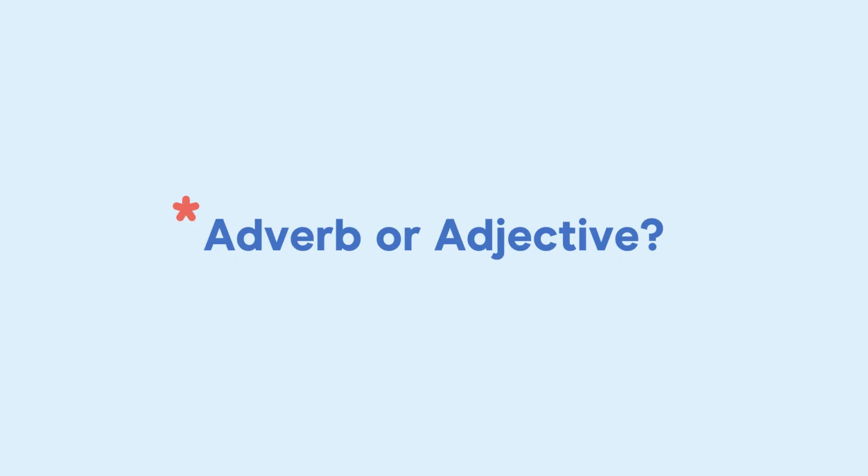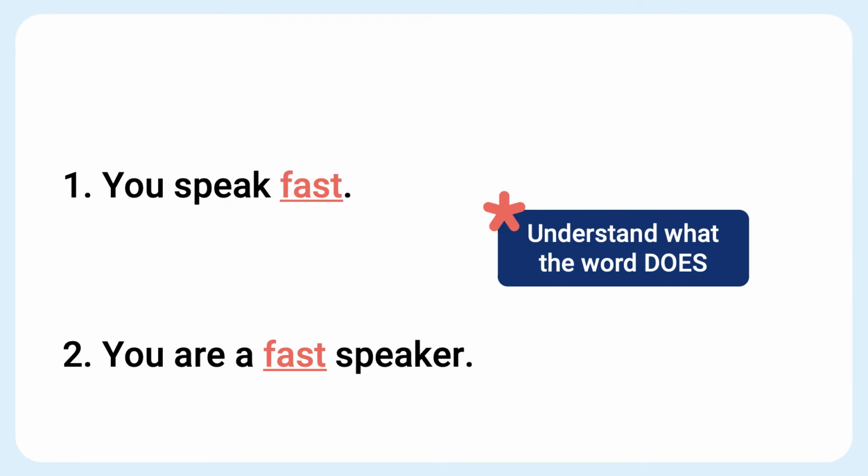So, adverb or adjective. So, take a look at number 1. You speak fast. Here, it's an adverb. The word fast is functioning as an adverb. Why? Because it's showing how. Take a look at number 2. You are a fast speaker.